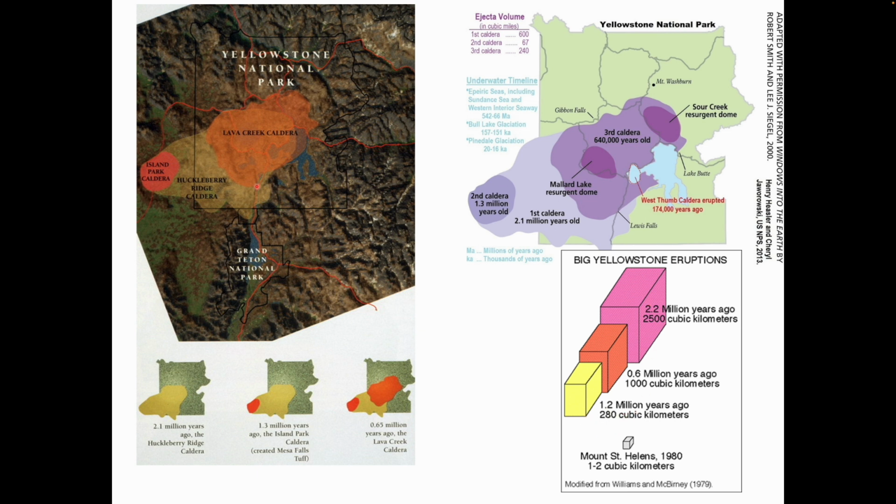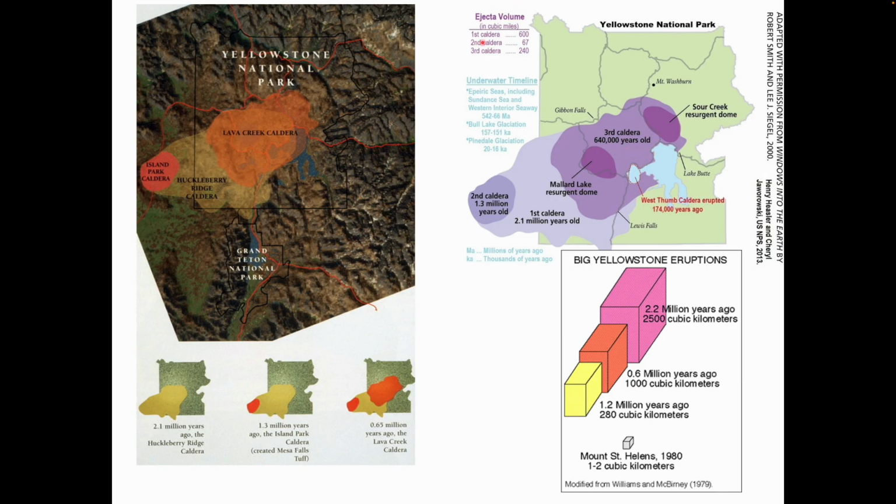About 630,000 years ago was the Lava Creek caldera. That is the youngest and most recent caldera at Yellowstone. It erupted about 1,000 cubic kilometers of ash during its eruption. This here says 640,000. It's 638,000 is the date years ago for that eruption.